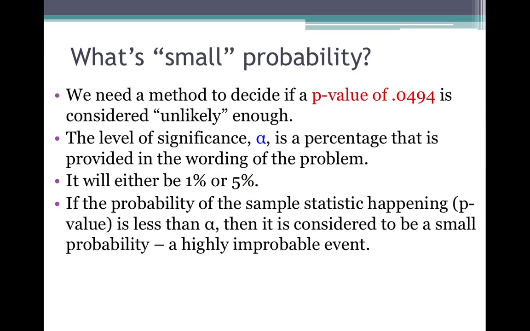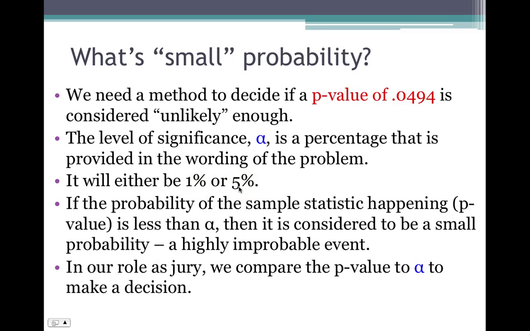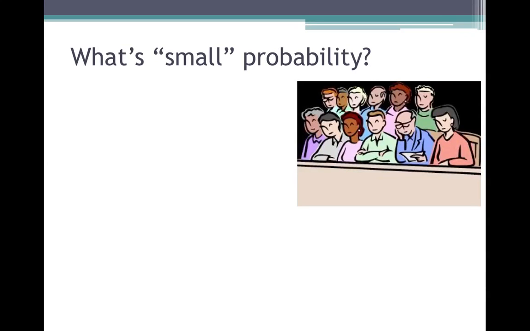If the probability of the sample statistic happening, which is the p-value, is less than alpha, then it is considered to be a small probability, a highly improbable event. So if the p-value is smaller than alpha, then it's considered unlikely, and as the jury, we can say that the teaching method would be more effective in that case. So in our role as jury, we're going to compare the p-value to alpha to make the decision. Like I said, alpha is going to either be set at 1% or 5%.